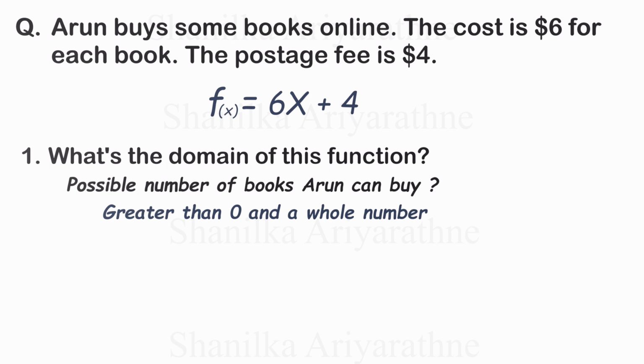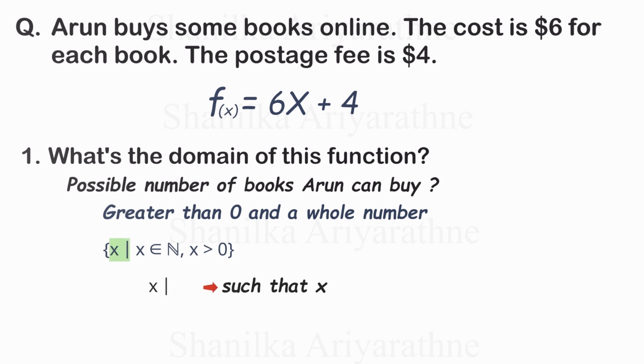Since this is a discrete range, we can't neatly use interval notation. Instead, we use set notation. In this case, it looks like this. This set tells us that x, the number of books, belongs to the set of natural numbers, N, and is greater than 0. Let's break down the set notation we used.